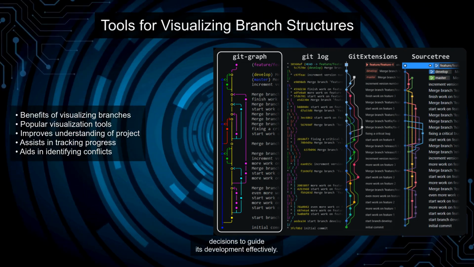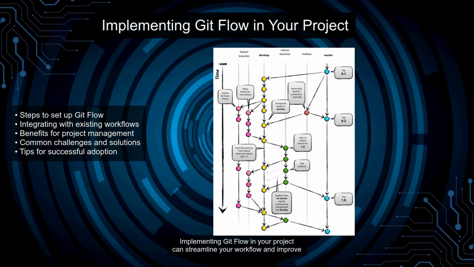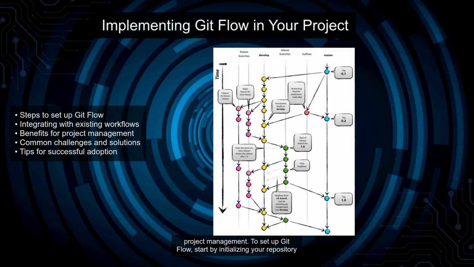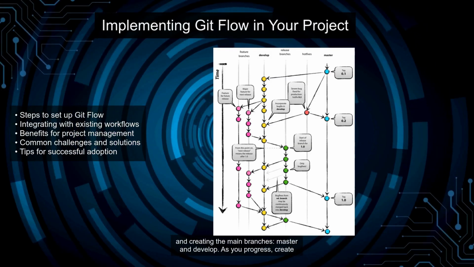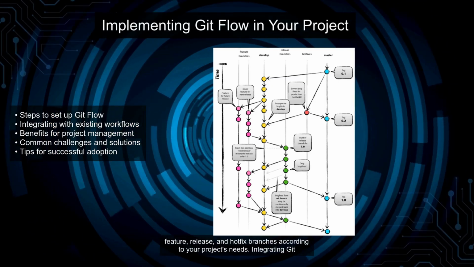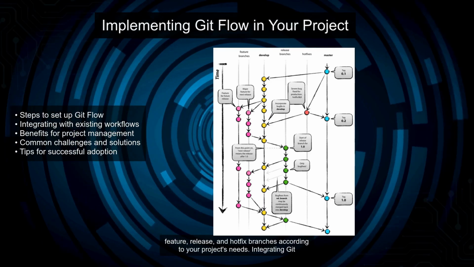By visualizing the branch structure, you can gain a better understanding of the project's status and make informed decisions to guide its development effectively. Implementing Git Flow in your project can streamline your workflow and improve project management. To set up Git Flow, start by initializing your repository and creating the main branches, master and develop. As you progress, create feature, release, and hotfix branches according to your project's needs.